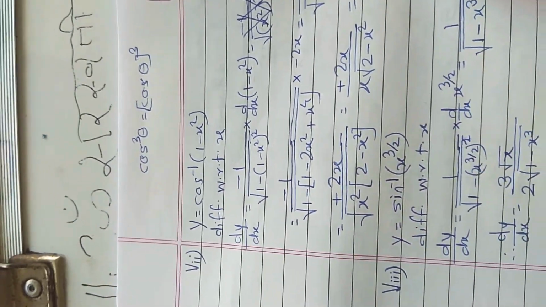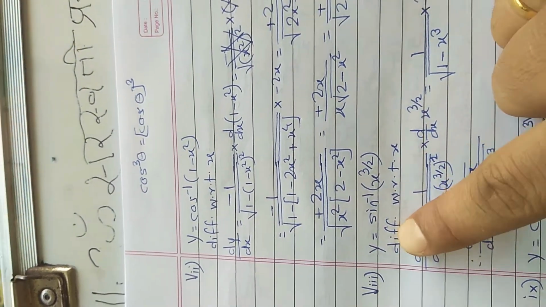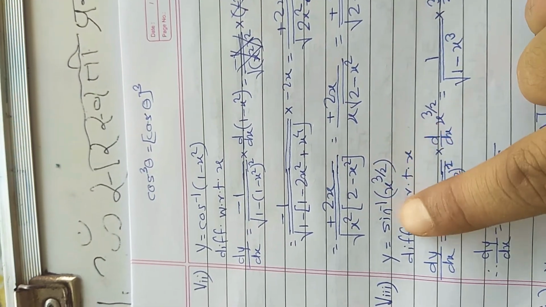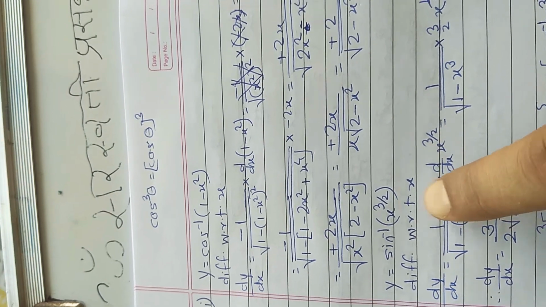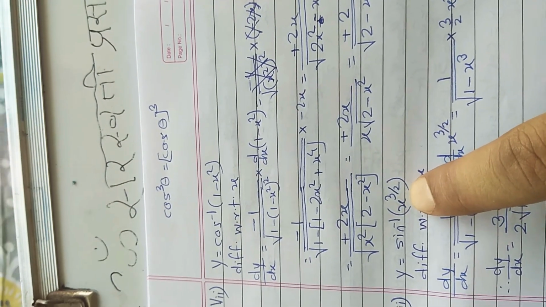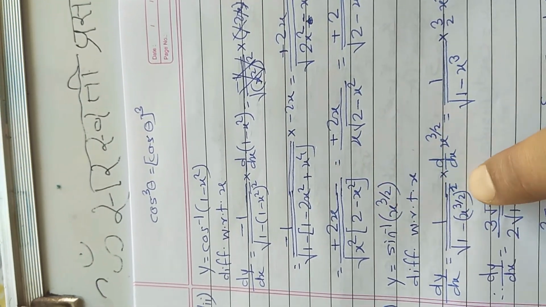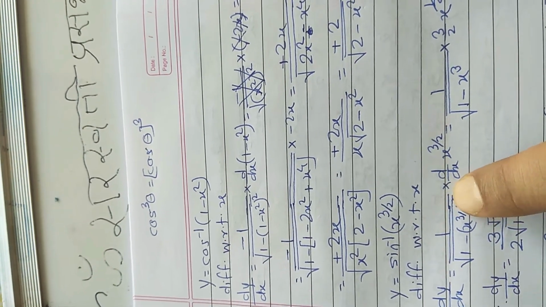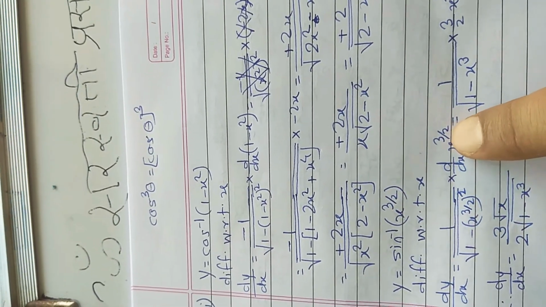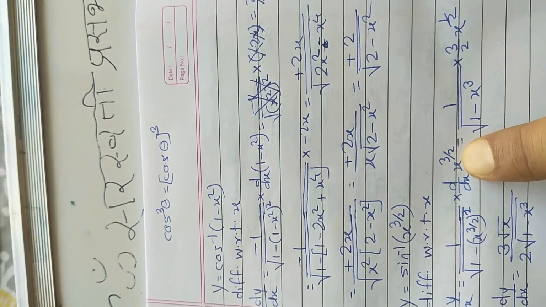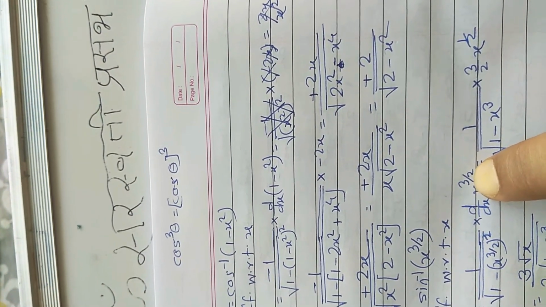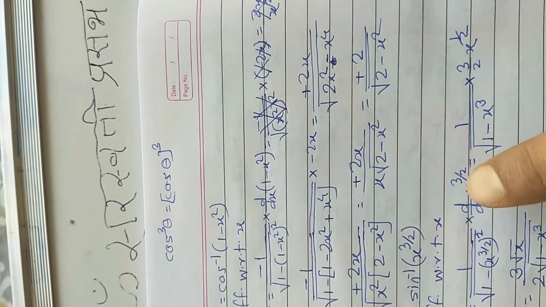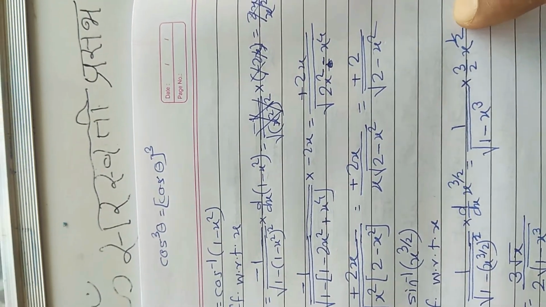Now, Roman 8, y equal to sine inverse of x raised to 3 by 2. Derivative of sine inverse 1 upon root of 1 minus x square. So, here x is x raised to 3 by 2, its square, it will give you x raised to 2. But we have to take derivative of this x raised to 3 by 2 also. So, 3 by 2 will come down and power will get decreased by 1, it will become 1. 3 by 2 minus 1 is 1 half.